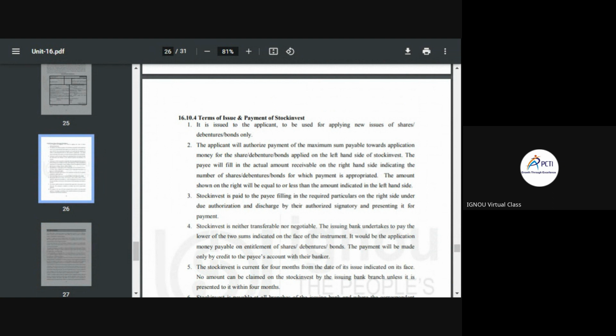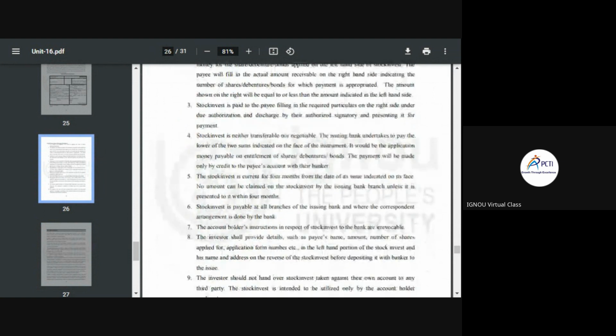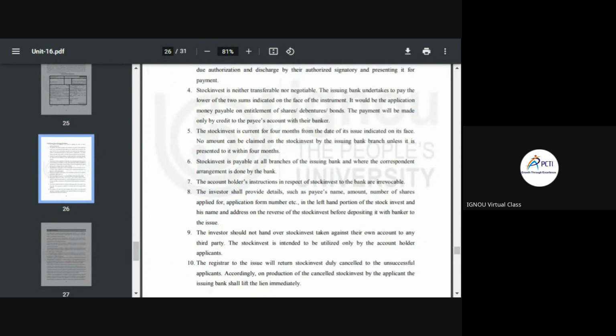Next one is stock invest is neither transferable nor negotiable. The issuing bank undertakes to pay the lower of the two sums indicated on the face of the instrument. Then stock invest is valid for 4 months from the date of its issue indicated on its face. Then stock invest is payable at all branches of the issuing bank and where the correspondent arrangement is done by the bank. Then the bank account holder's instruction in respect of stock invest to the bank is irrevocable. Then the investor shall provide details such as payee name basically.